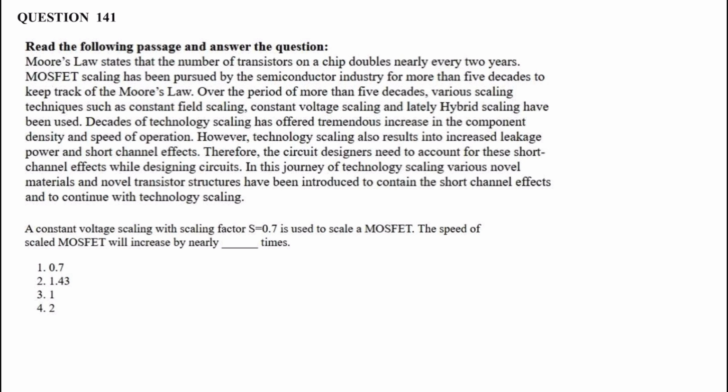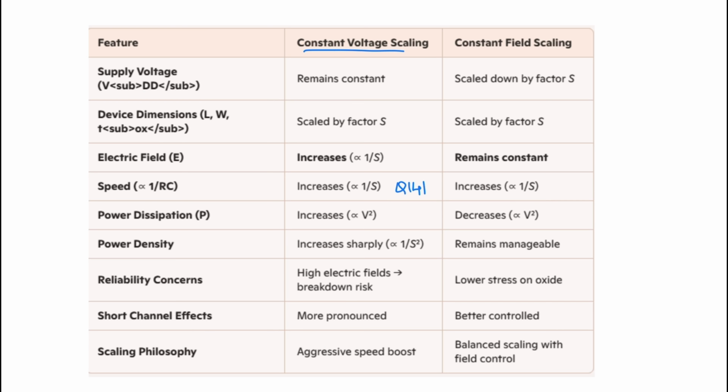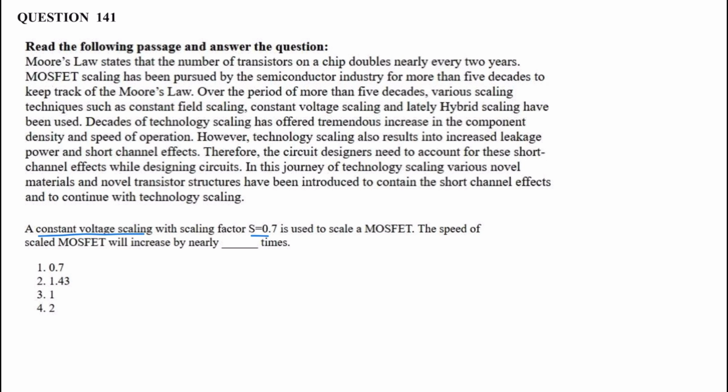Question number 141. A constant voltage scaling with scaling factor S equal to 0.7 is used to scale a MOSFET. The speed of the scaled MOSFET will increase by nearly dash times. Here in the question, constant voltage scaling is given. In voltage scaling, speed increases as 1 by S. The scaling factor given is 0.7. 1 by 0.7 is 1.428. The approximate answer is 1.43. Correct answer is option 2.